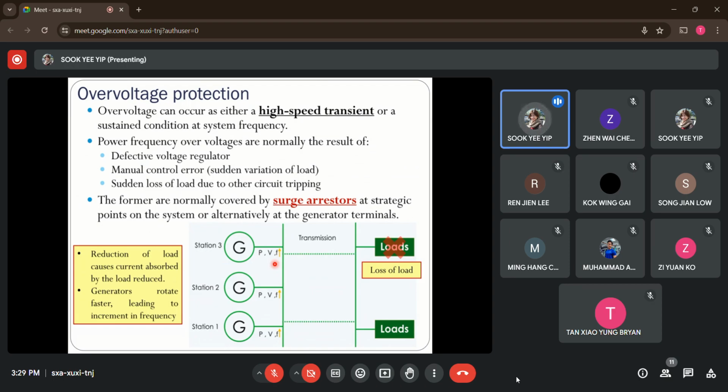So how can we prevent generators against overvoltage situations? You can use the surge arrestor. You put it at a strategic point on the system or at the generator's terminals. The high voltage will discharge to the ground. That's how we isolate such problems. This is the traditional way to deal with overvoltage situations.